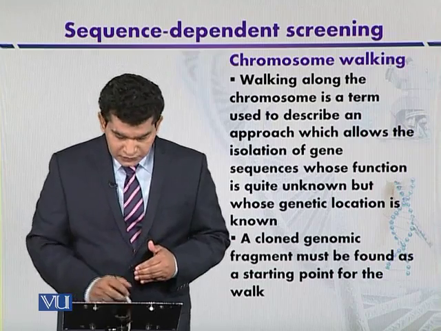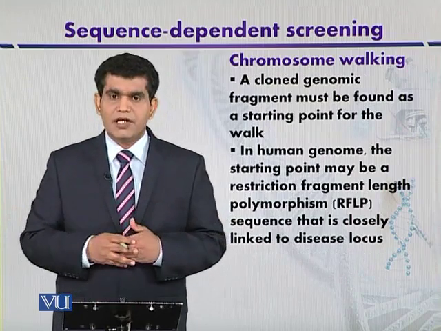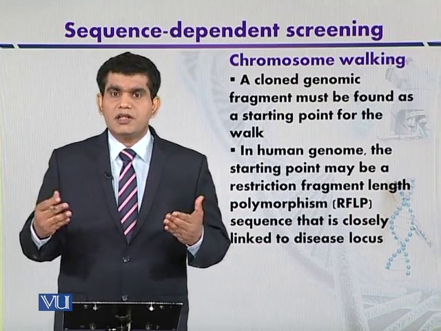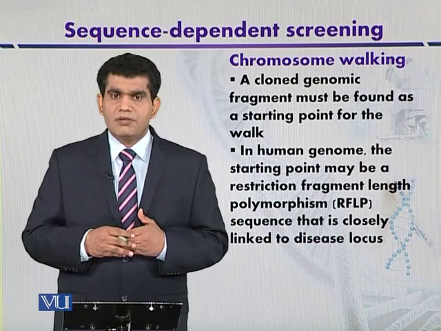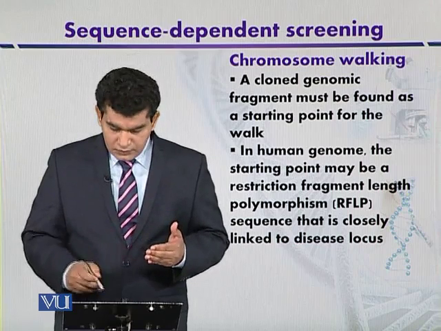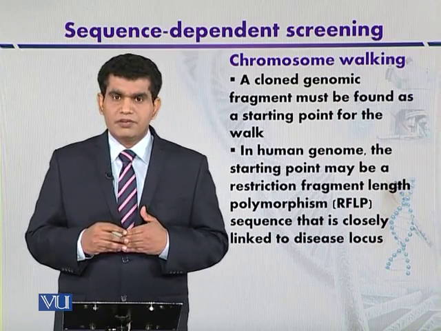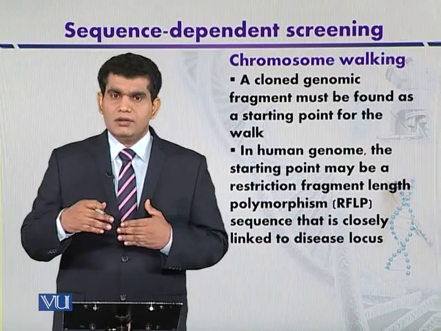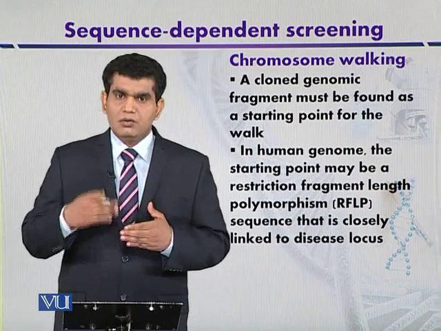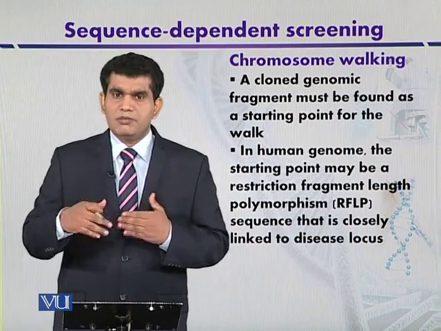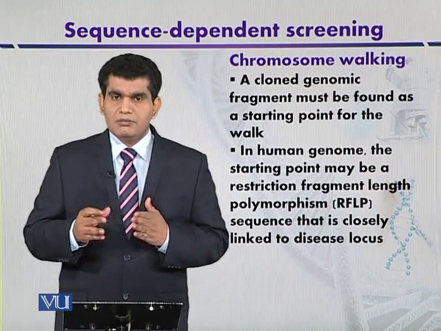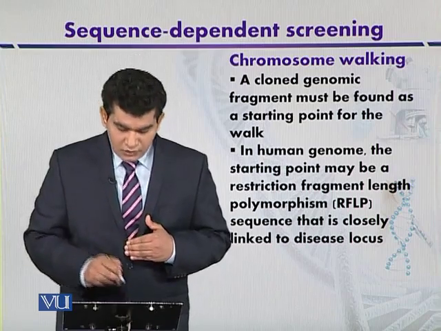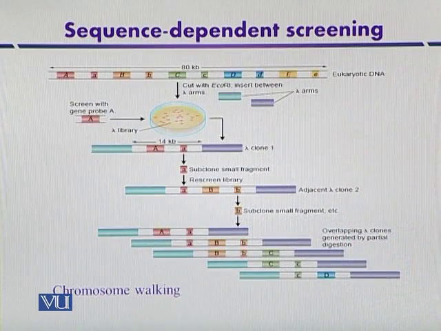It may be explained with the help of a diagram later on. In the case of the human genome, the starting point may be a fragment called a restriction fragment length polymorphism, that may be closely related to some diseased locus. There are some genes that may be related to certain diseases, and they can be used as a starting point for the detection of the next clone. Now it can be explained with the help of a diagram.